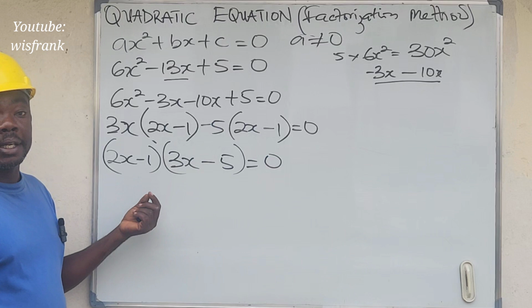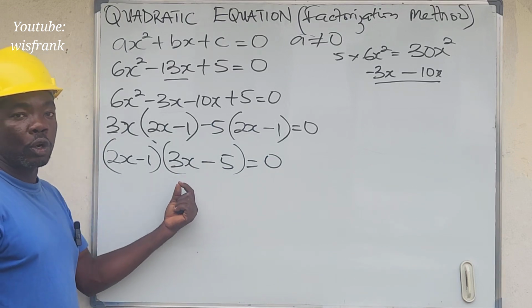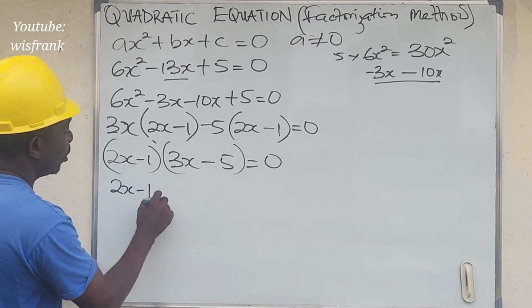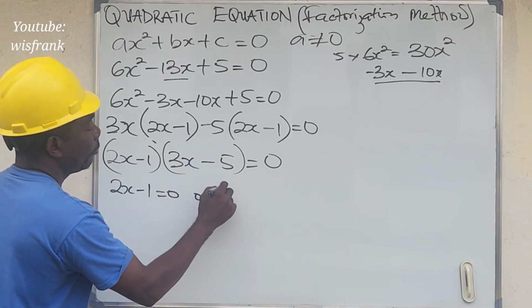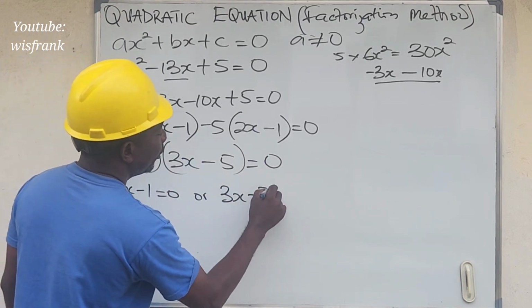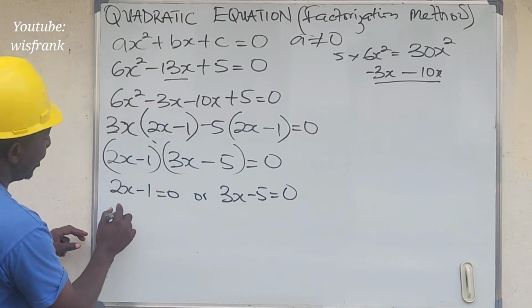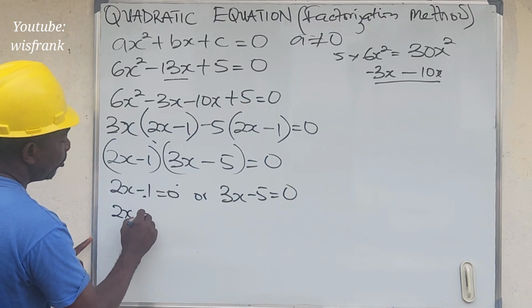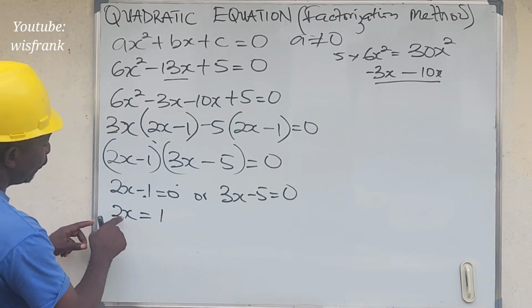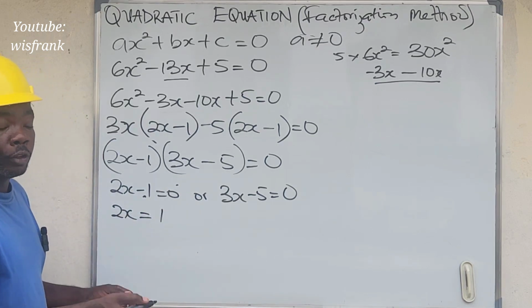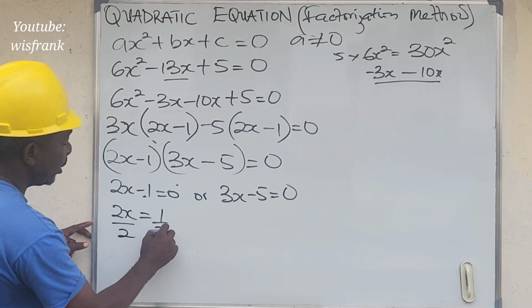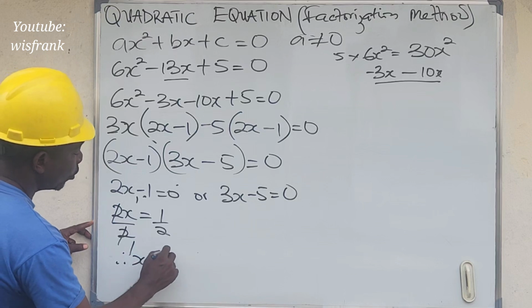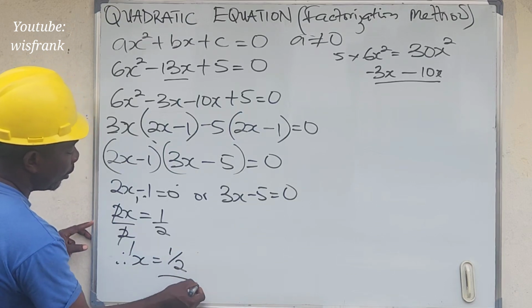We have two parentheses here. It is either the first one equals 0 or the second one equals 0. So we take one after the other. We have 2x minus 1 equals 0, or we have 3x minus 5 equals 0. From here, we have 2x, when minus 1 transposes to the other side, becomes equal to 1. We can divide both sides by 2. The 2s cancel, and therefore x equals 1 over 2. This is the value of x that we have.